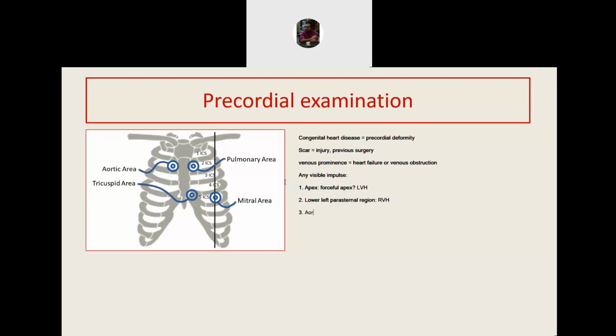Look at the aortic area. If you see a pulsation in the aortic area, this may be due to aortic aneurysm, that is dilation of the aorta. Look into the pulmonary area. If the pulmonary artery is engorged with blood, a condition called pulmonary hypertension, then you may see some visible impulse in the pulmonary area.